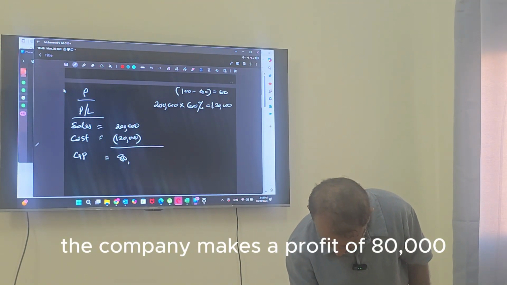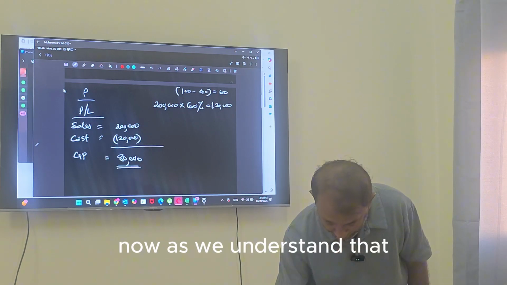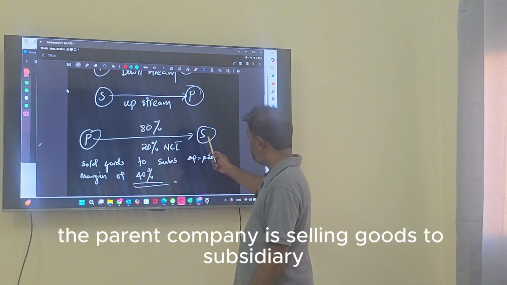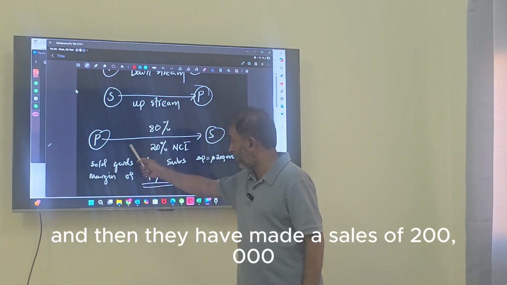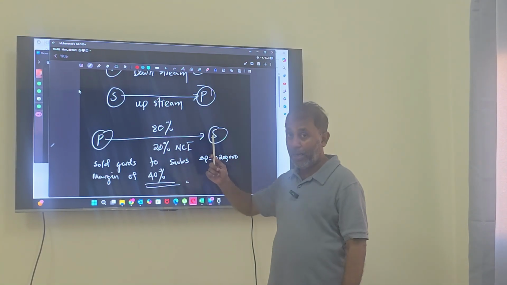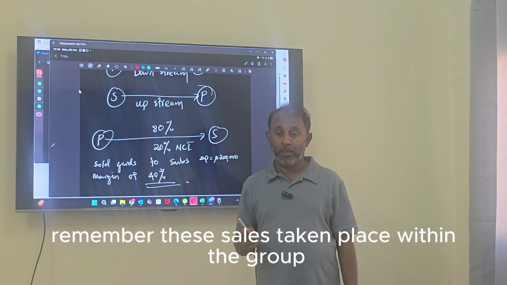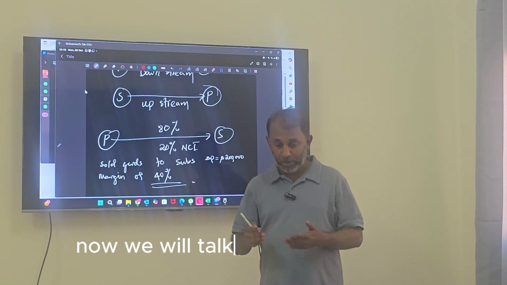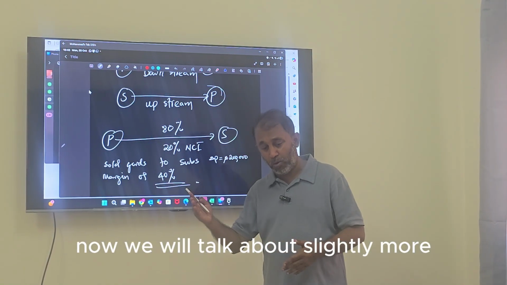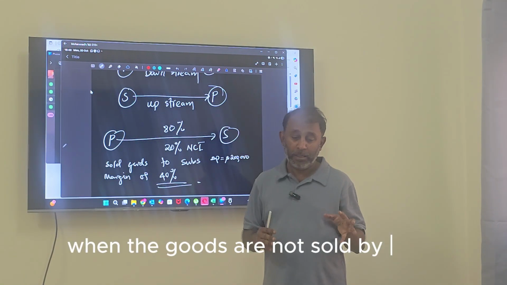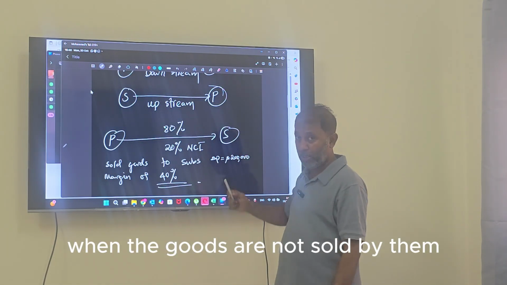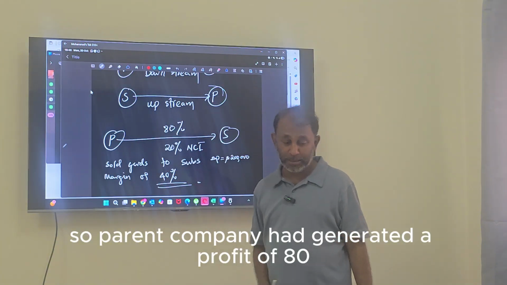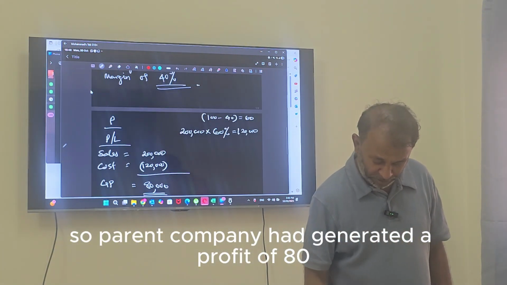Now, as we understand, the parent company is selling goods to the subsidiary and has made sales of 200,000. Remember, these sales took place within the group. We will talk slightly more about how to deal with that when the goods are not sold by them. What I just wanted to establish is the profit. So the parent company had generated a profit of 80.